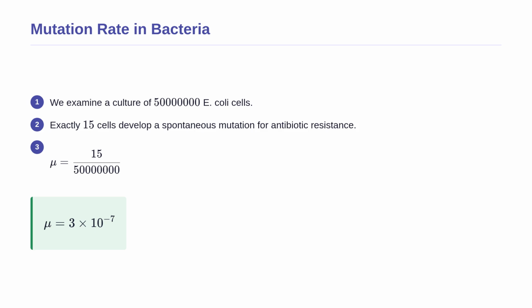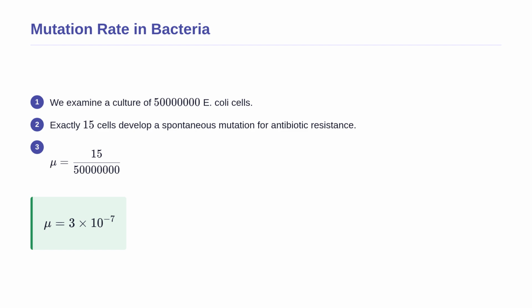Before we move on, let us see this formula in action with a concrete example. Suppose a geneticist is studying a culture of E. coli bacteria to determine how often a specific gene mutates spontaneously to confer antibiotic resistance. We are given that out of 50 million bacterial cells, exactly 15 cells have developed this spontaneous mutation. We need to find the mutation rate.